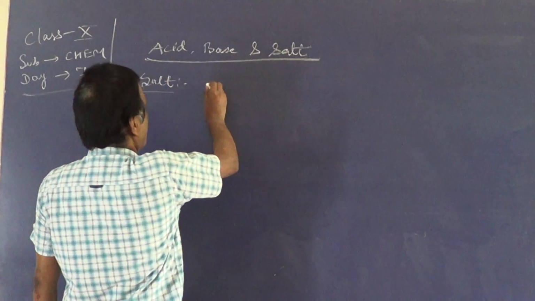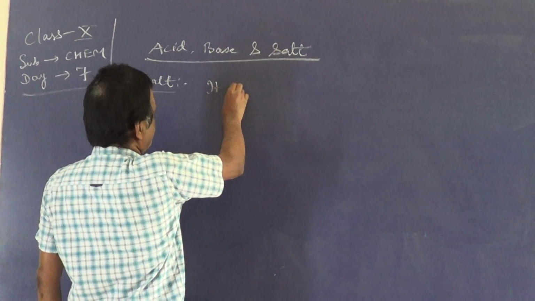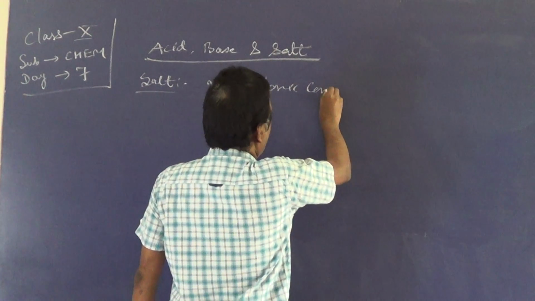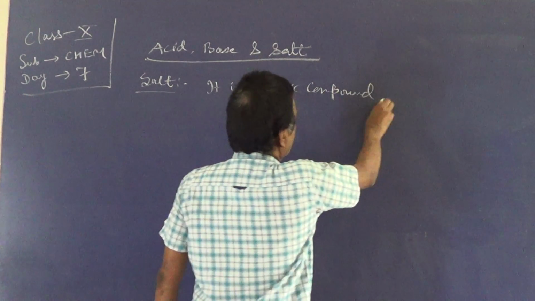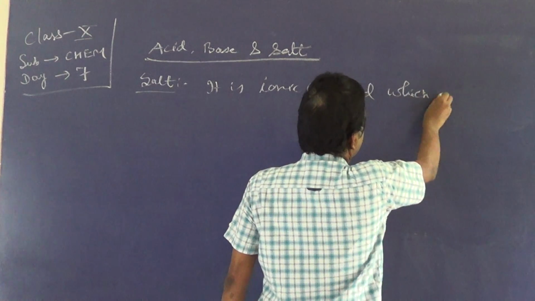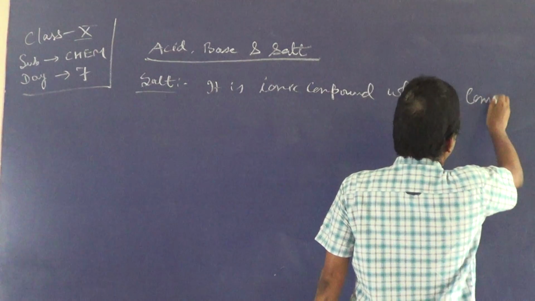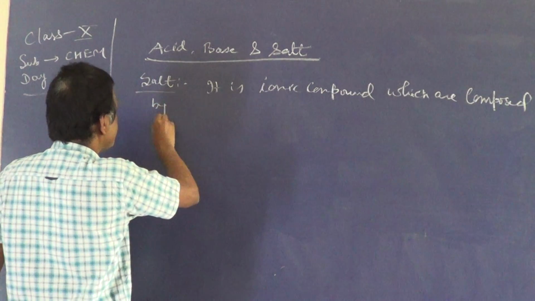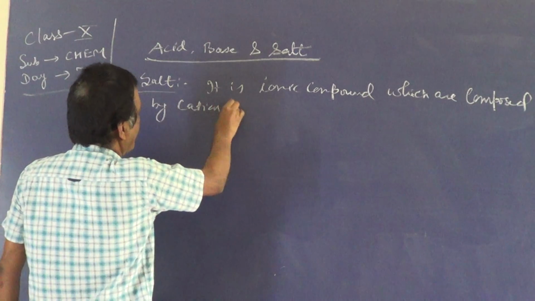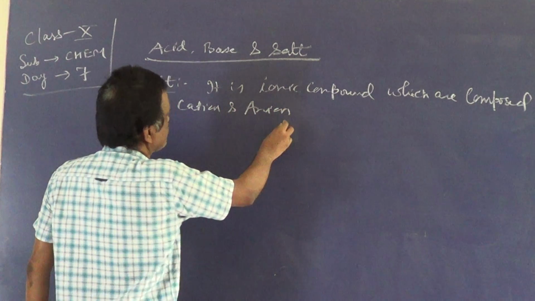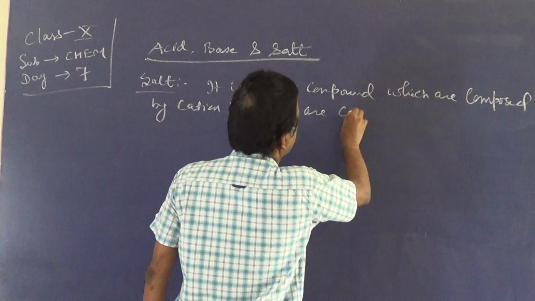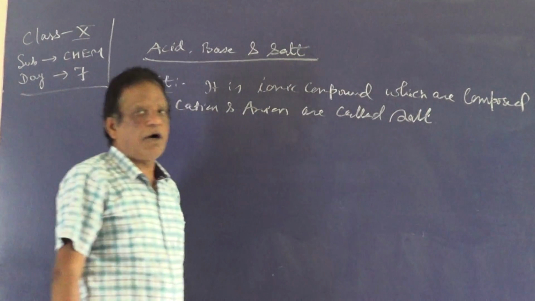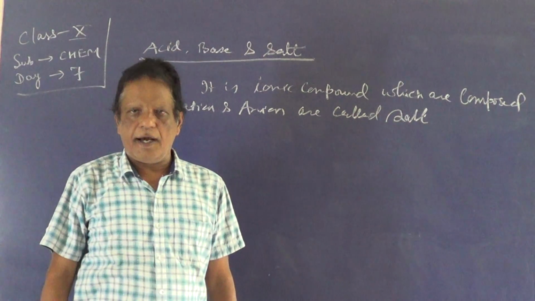The definition of salt: ionic compounds which are composed of cation and anion are called salts. Okay. Salt consists of cation and anion.